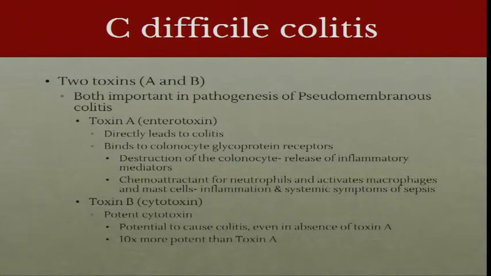There are two toxins. Toxin A is the enterotoxin, and I remember this because it is not alphabetical order: enterotoxin comes after cytotoxin. A comes after B, or before B. It's the other one, like Goldman used to say. So this one directly leads to colitis, and it binds on the glycoprotein receptors on the colonocyte. It's a chemoattractant for neutrophils and activates macrophages and mast cells. So it's this ramped up inflammatory cycle, and that's why you get those systemic symptoms of sepsis.